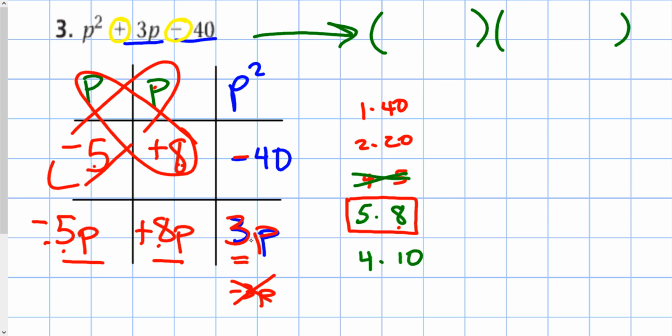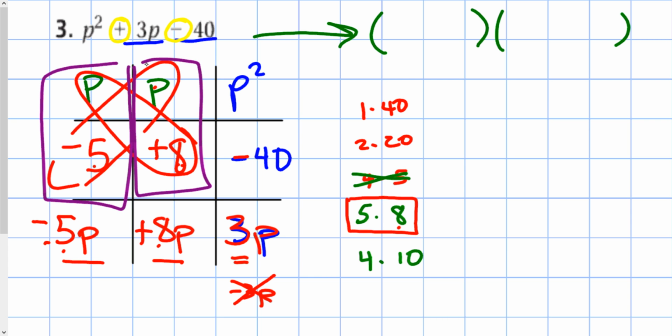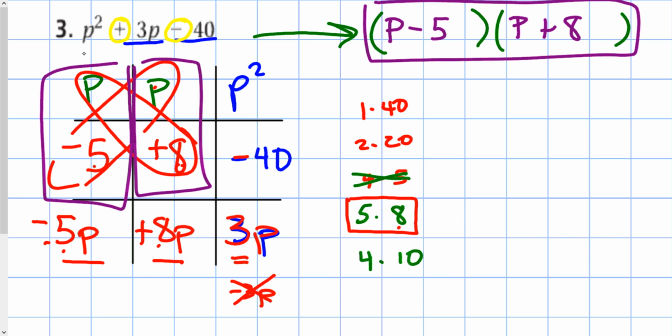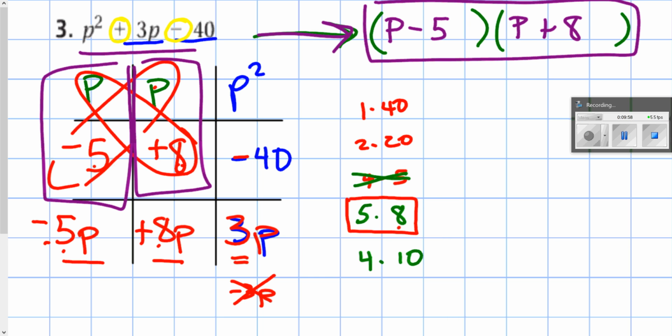And now it works. And again, once you've filled in the table and get it to work out right, the answer is the first column and the second column. So it's p minus 5 and p plus 8. That is this trinomial factored into these two binomials.